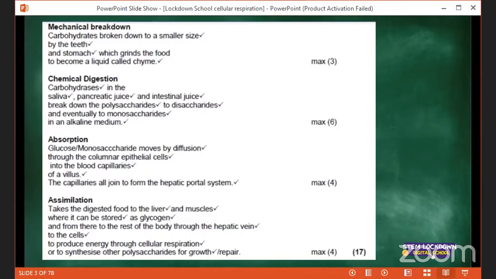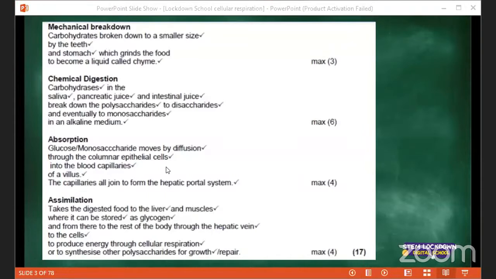Okay, and then when we look at absorption of carbohydrates, it says glucose, monosaccharides rather, move by diffusion through the columnar epithelial cells into blood capillaries of the villus. The capillaries all join to form the hepatic portal system. And the maximum marks that you can get for the section of explaining absorption of carbohydrates is 4 marks.